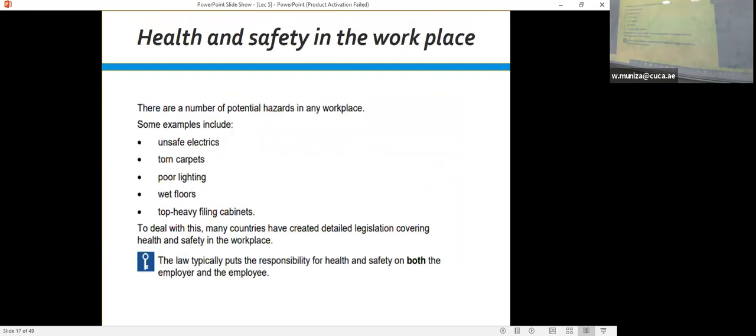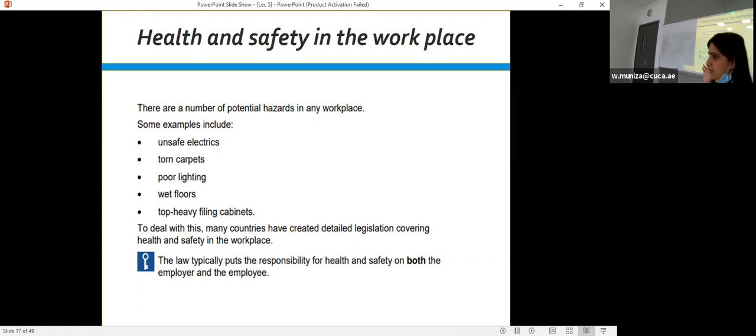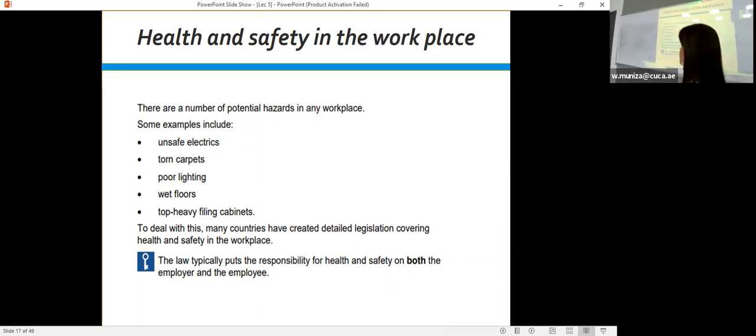Okay, now students, health and safety in the workplace. A workplace is a place in which individuals are working. Basically, an organization is known as a workplace. So we have to follow the measures regarding health and safety in our workplace as well. Like I have given you the example of fire exits and fire extinguishers. There are some safety procedures within which every organization must operate. There are a number of potential hazards in any workplace. Some examples include unsafe electrics, torn carpets, poor lighting, wet floors, and top-heavy filing cabinets.